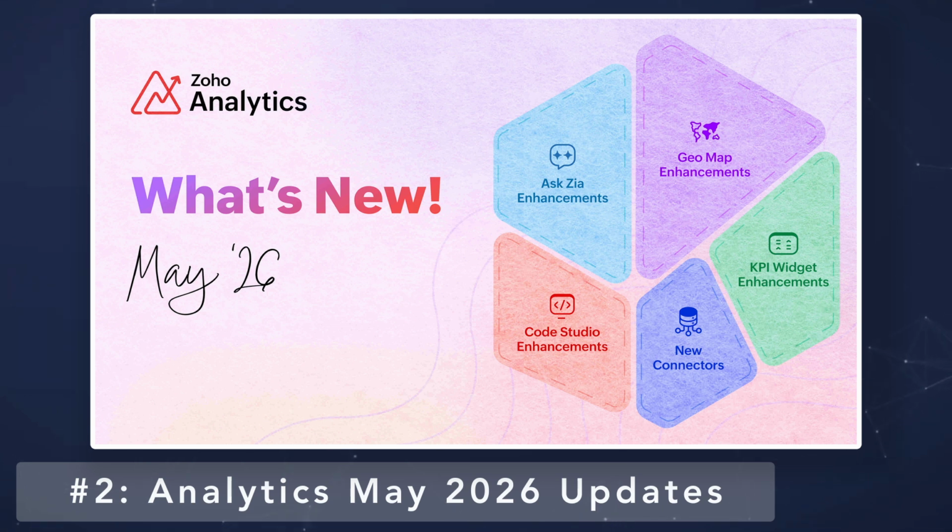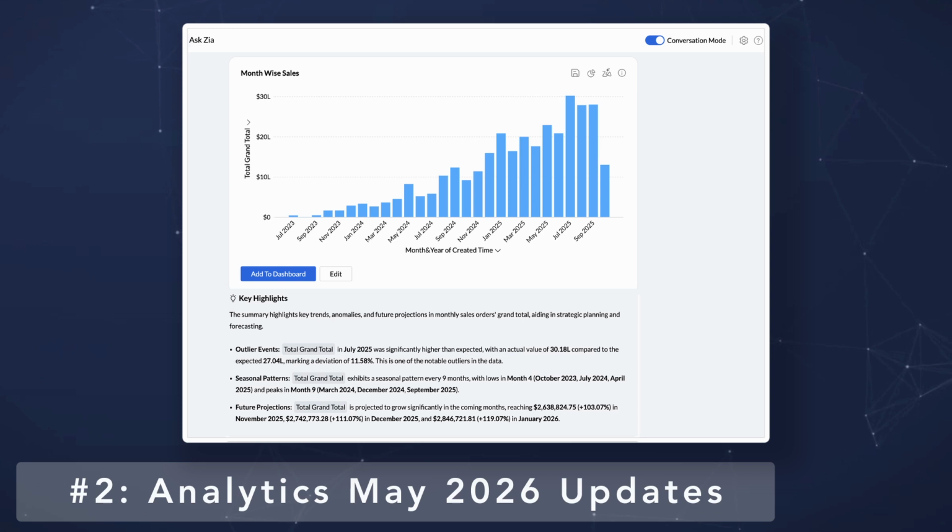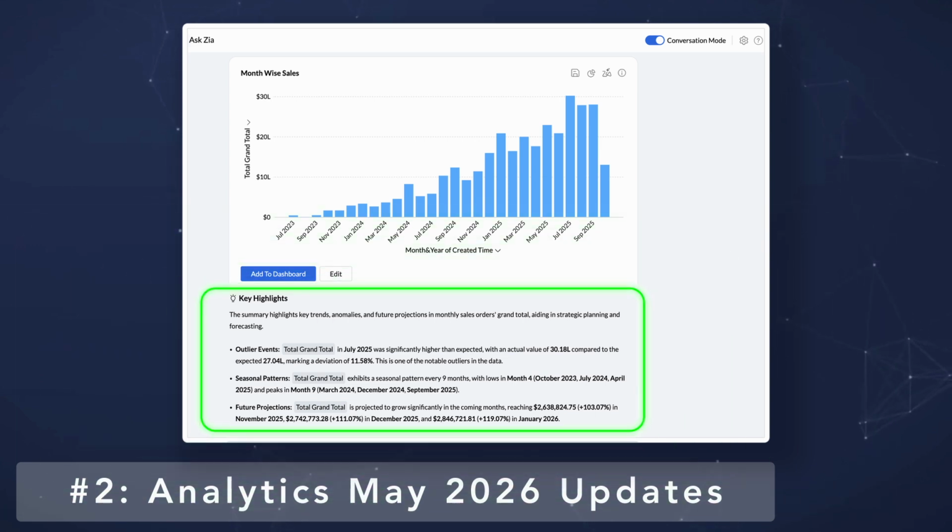Zoho Analytics has dropped its May 26 update, and there's a lot in here, so I'll be focusing just on the highlights. The Ask Zia enhancements are probably the most interesting part of this release. Zia can now generate key highlights alongside your query results, a narrative summary that explains what the data shows, why the trends or anomalies are occurring, and what they might mean for the business. So rather than interpreting charts yourself, Zia surfaces the relevant observations directly.